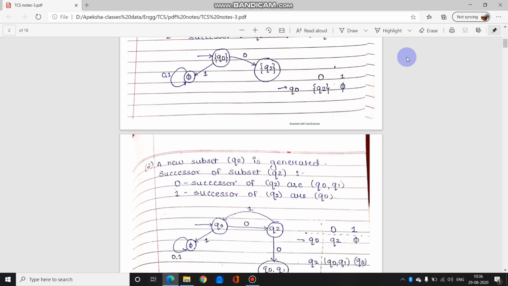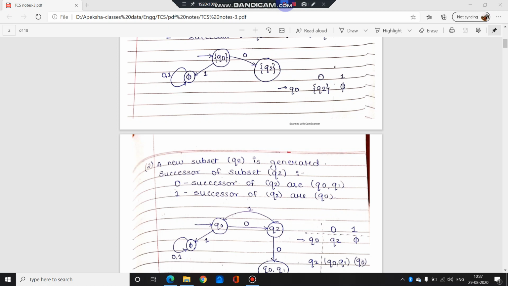Next step, we analyze this state. Why? Because when we processed this state, we got a new subset, a new state, that is called Q2. Now we got this Q2 because of this state, hence we call it a subset state. So next we will consider the Q2 state. Next we are considering this Q2 state.